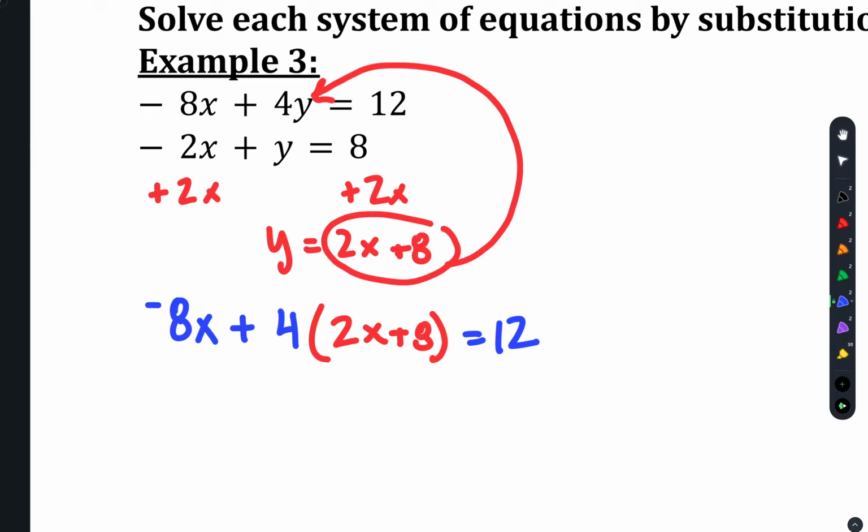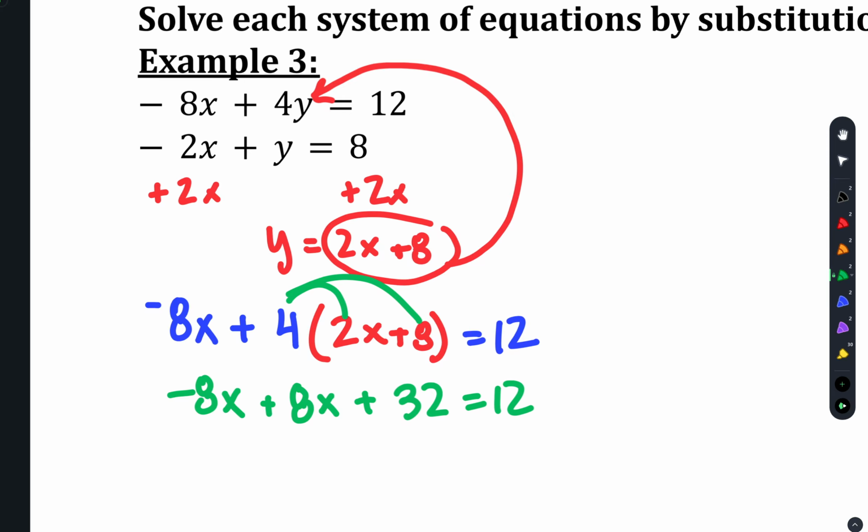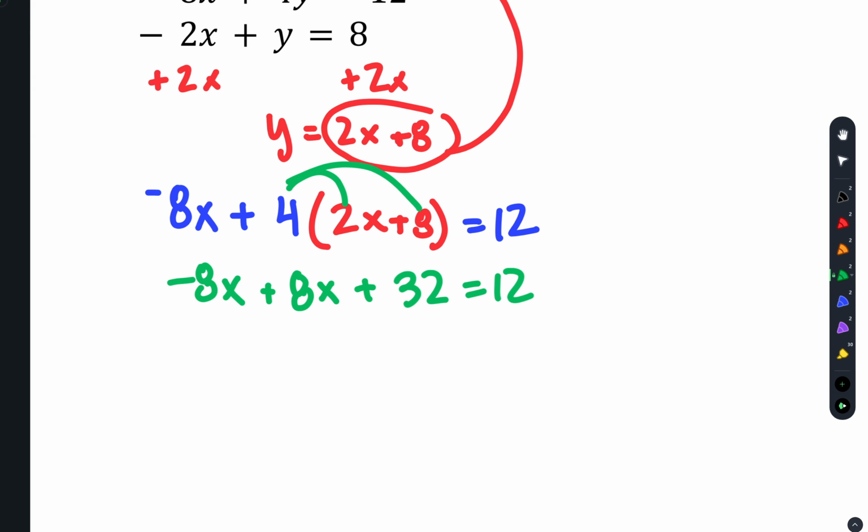And again, I don't see anything fishy here, so I'm going to keep going. I'm going to keep solving like I always would because these are mixed in with our other problems. So this is negative 8x plus 8x plus 32 equals 12. Now what happens here?